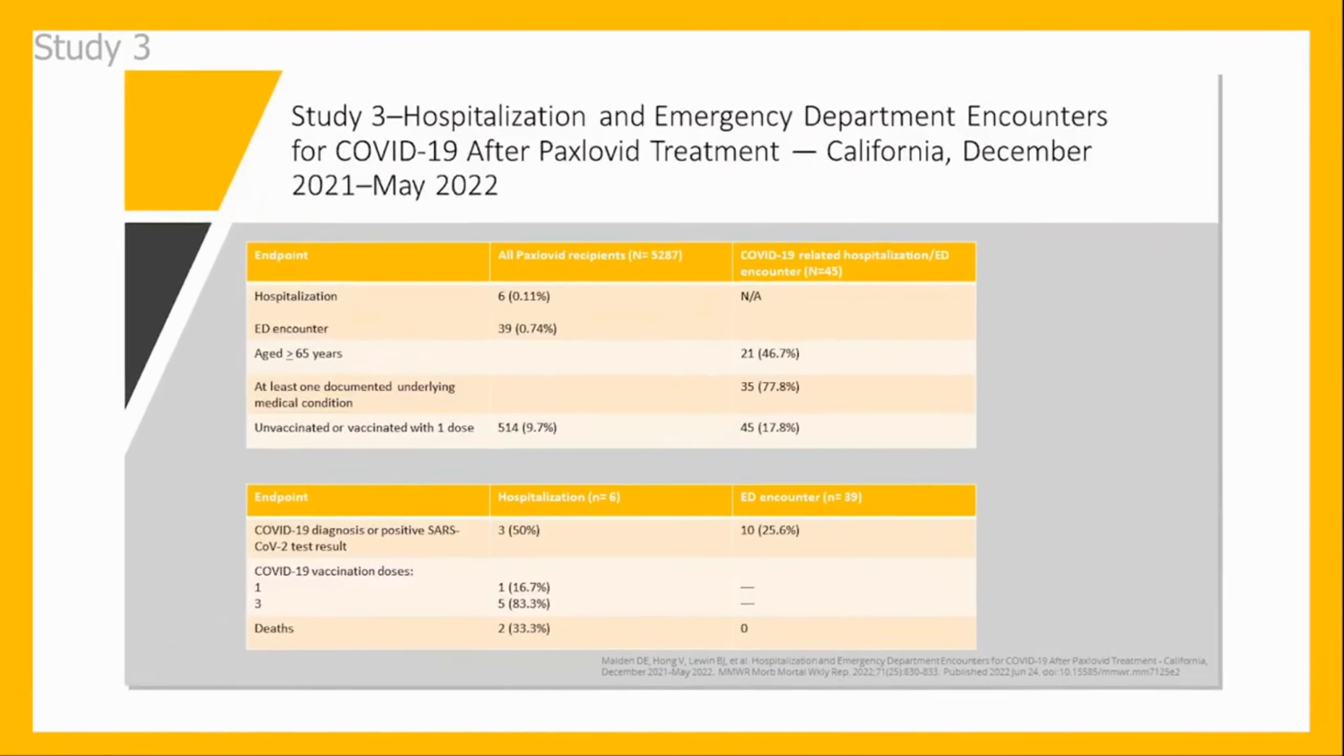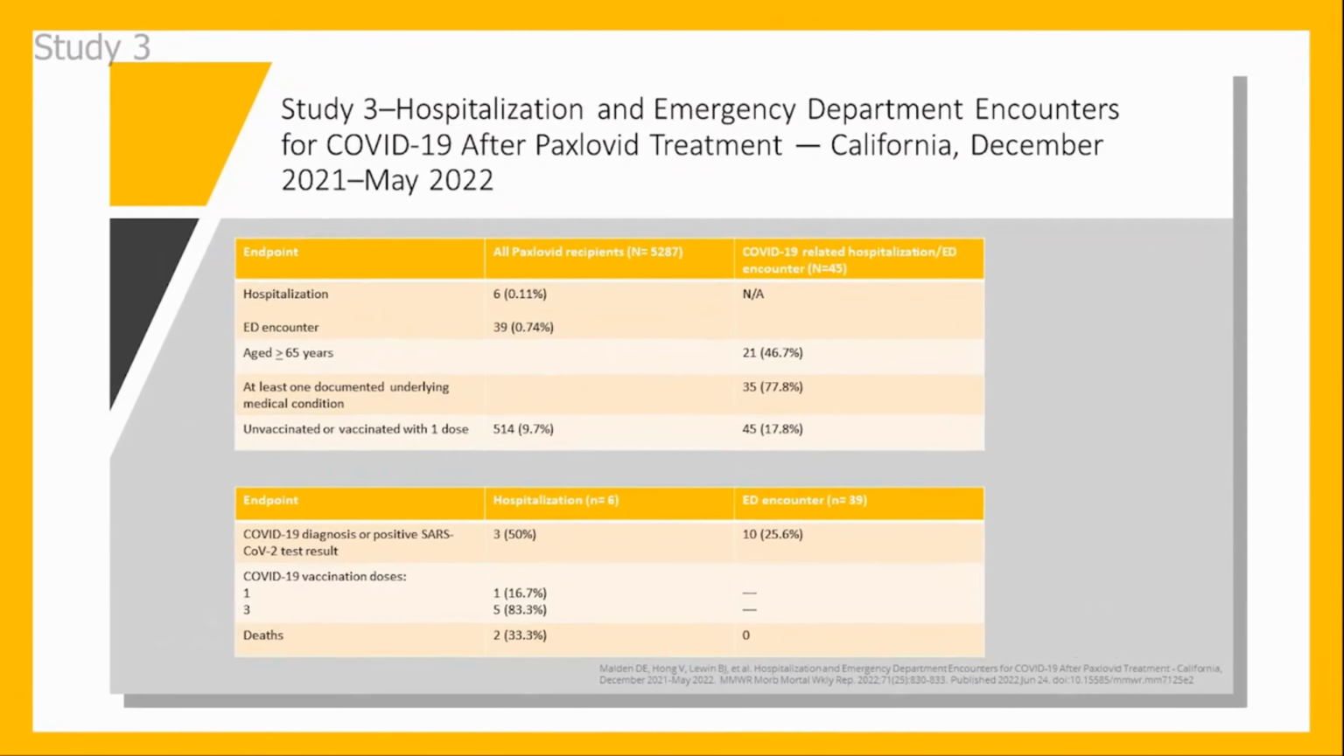The researchers identified 6 of the 5,284 patients who received nirmatrelvir/ritonavir were hospitalized during the 5 to 15 day period, and 39 emergency department encounters were noted in this population as well. 46.7% of patients who were hospitalized or had an emergency department encounter were over the age of 65, and 78% of patients had at least one underlying medical condition.